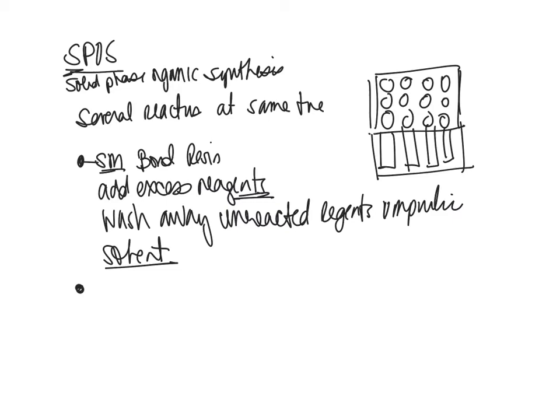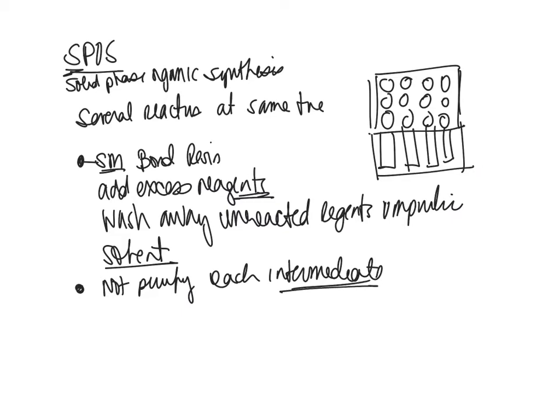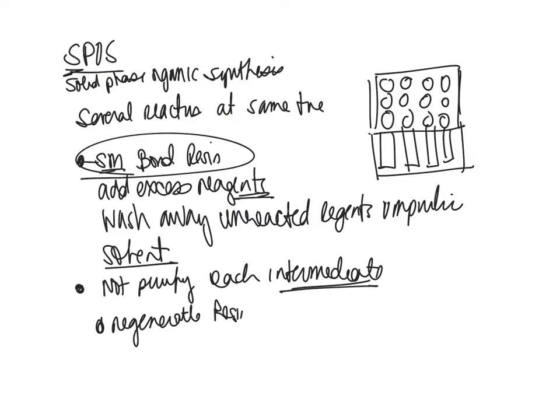Another thing is you're not purifying each intermediate. When you do solution phase chemistry, you have to isolate and use chromatography to purify each intermediate, but here you just keep growing on the resin and you do a wash. So they don't have to be purified, and you can also regenerate your resin.